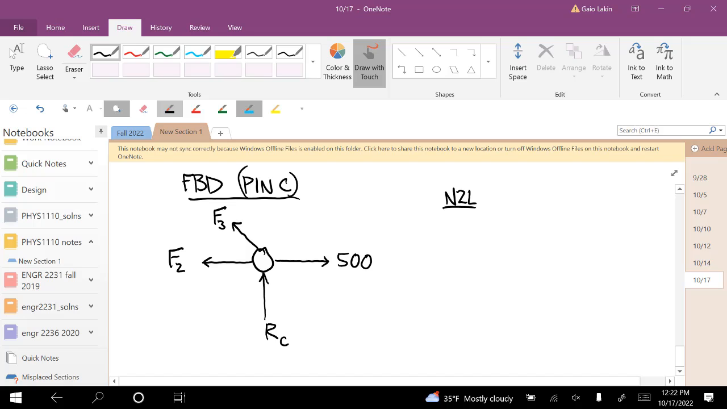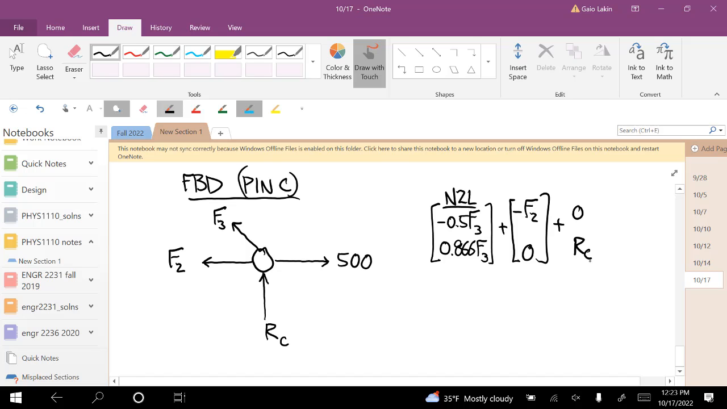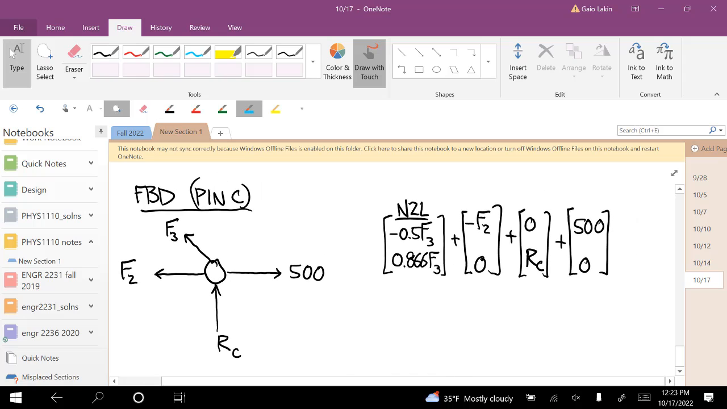And then Newton's second law says negative 0.5 F3, positive 0.866 F3, plus negative F2, 0, because that arrow is pointing in the negative x direction, plus 0 RC, plus 500, 0, that's equal to zeros.